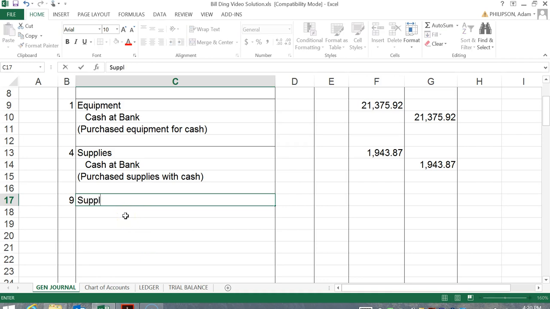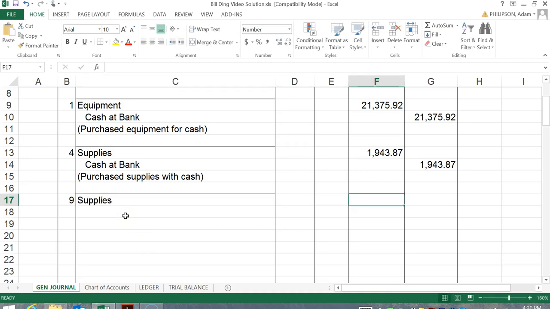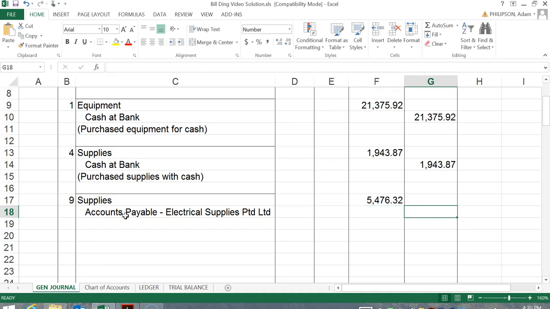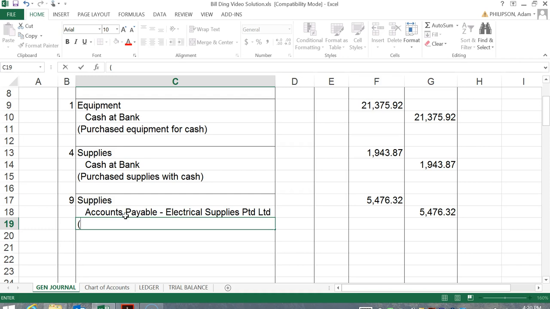So we want more supplies for, what are we saying here? Another silly number, 5476.32. Electrical supplies equals purchase supplies on credit.